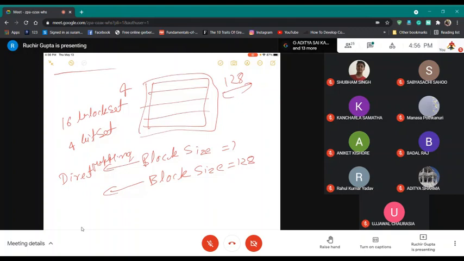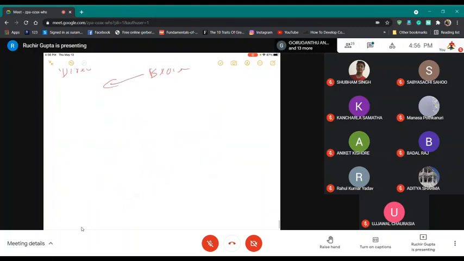Right. Now, after discussing these all 3 mapping techniques, any confusion about these mapping techniques? First, let me know this, then I'll go ahead. No, sir, please go ahead.